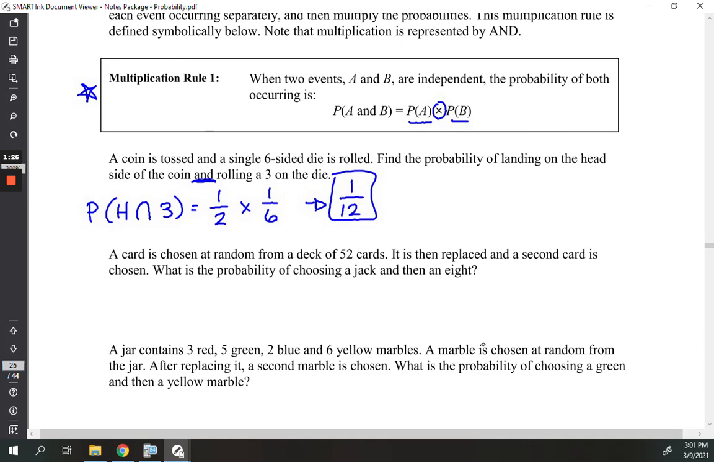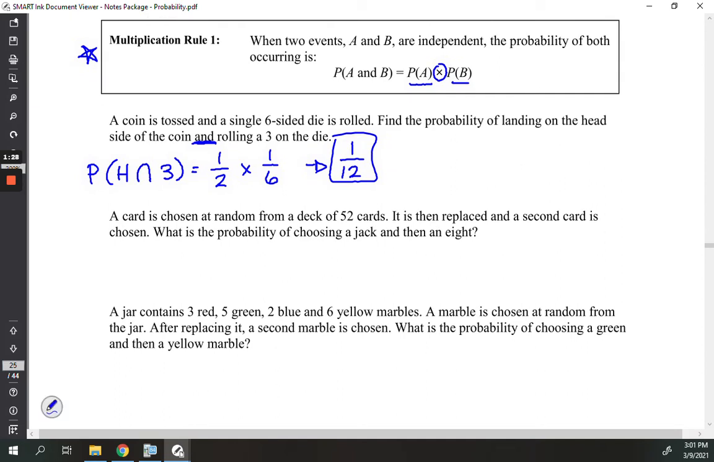Looking at the next one, again, this is another independent event. A card is chosen at random from a deck of 52 cards. It is then replaced, and then a second card is chosen. What is the probability of choosing a jack and then an 8? So again, handle each probability separately. A probability of a jack, there's 4 out of 52 cards that are jacks. And means times. Probability of an 8, there's 4 out of 52 cards that are 8s.